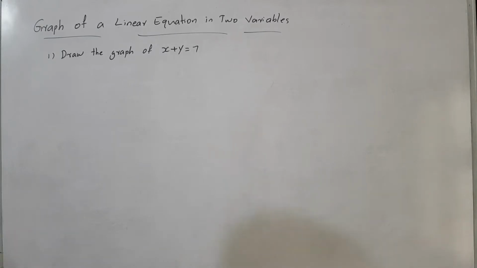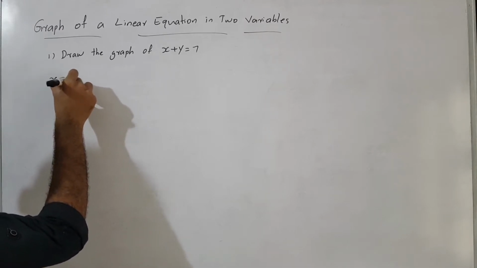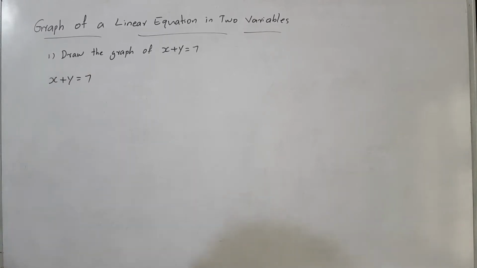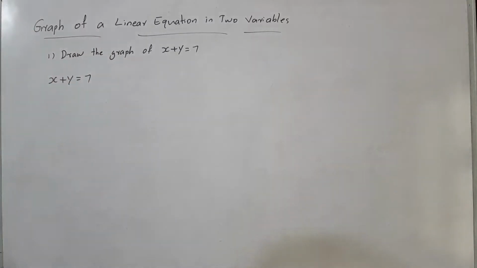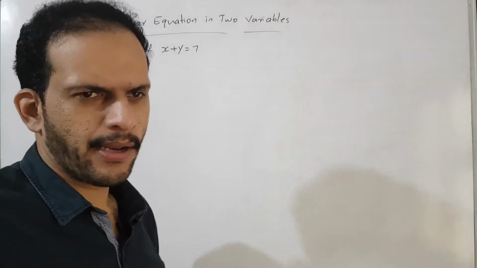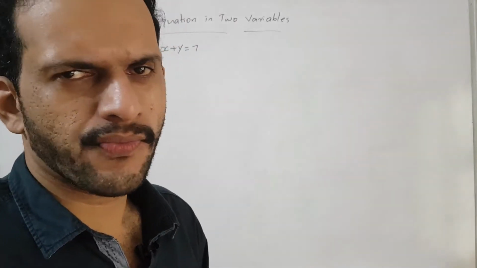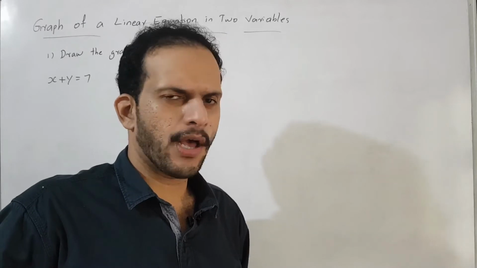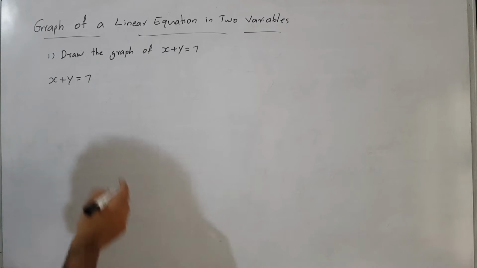First we write the equation once again: x plus y is equal to 7. So what is our first idea? Yes, we choose one value for x or y, correct? Any value is possible to choose for x or y, but it is better to choose the smallest values first. So here I choose the value of x as 0.